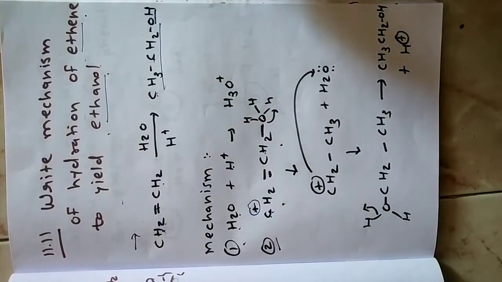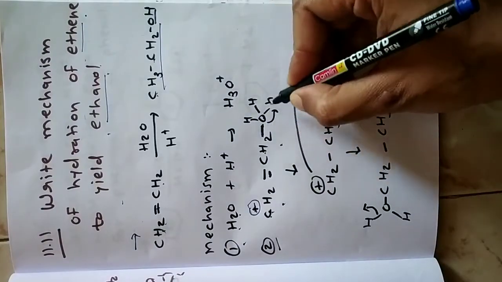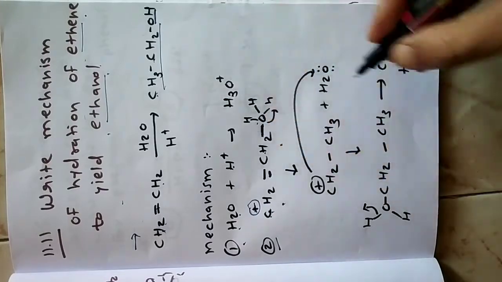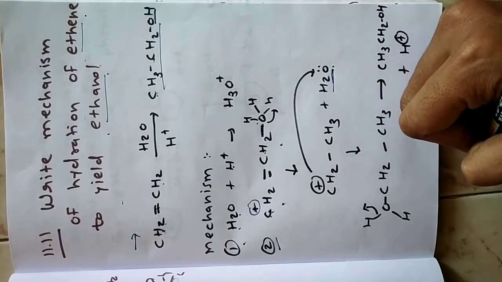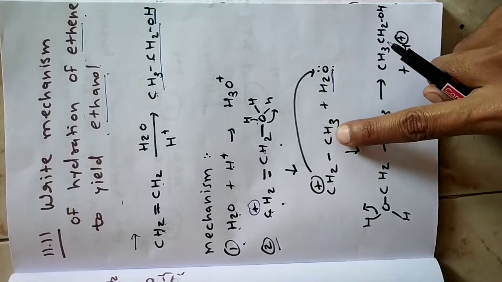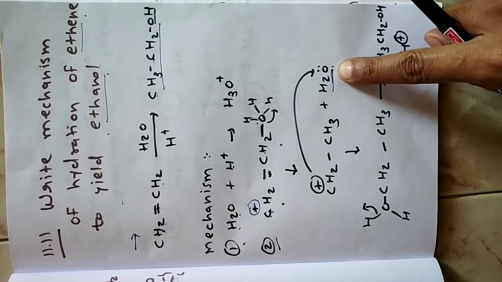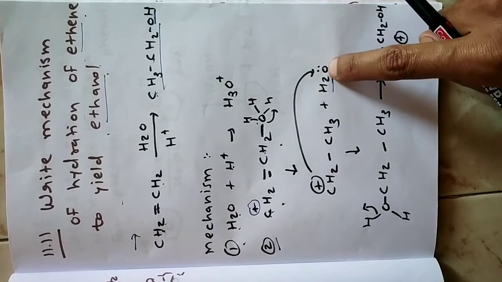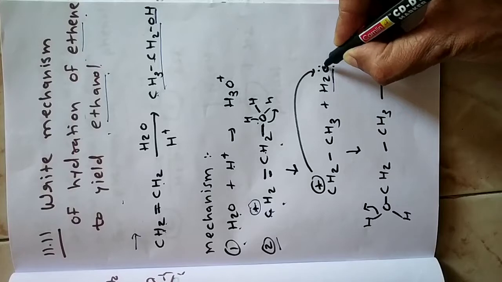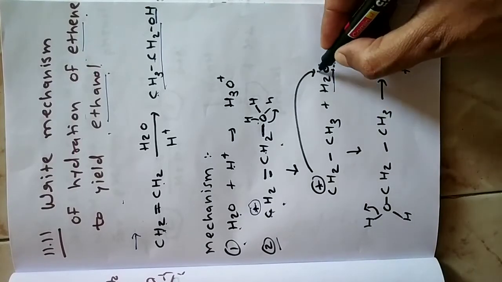Now what happens next? Only one hydrogen from H3O plus comes on the carbon, and the remaining H2O leaves. You can see H2O leaves and hydrogen comes on carbon, so CH3, this CH2 plus remains as such, and H2O leaves that place. Now in the next step, this positive ion will attack on oxygen, because oxygen has 2 lone pairs of electrons, you can see here.